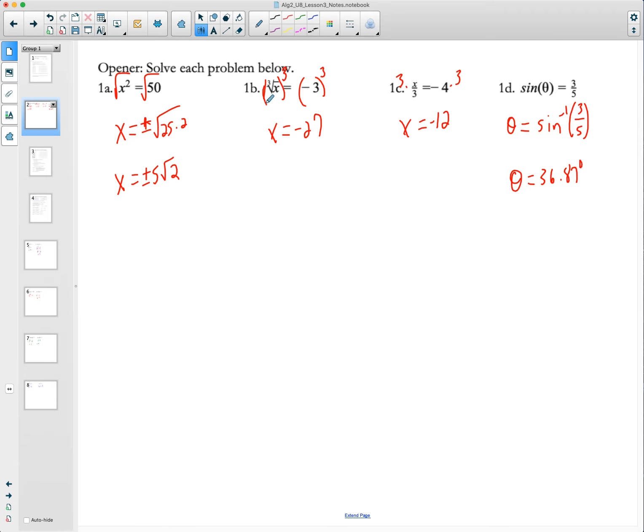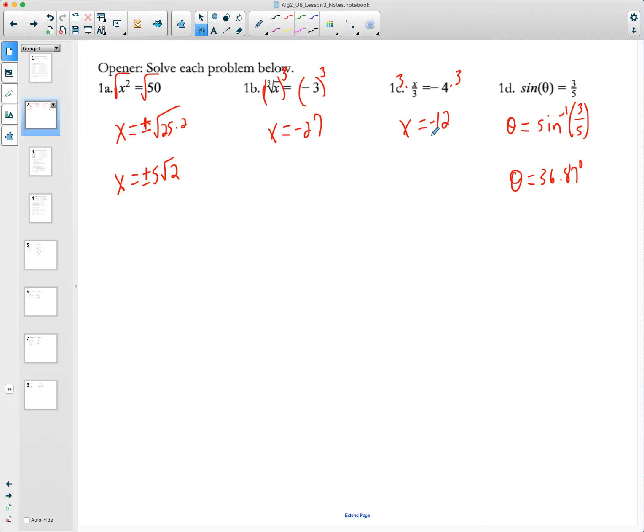All right, so 1b. So how do you undo the cube root of something? You cube it. Just like the same way I undo a square root is that I square something. So if I cube both sides, that leaves me x here. And if I cube -3, that gives me -27. All right, so if I look here, I have x divided by 3. Well, how do you undo dividing by 3? You multiply by 3, and that gives me x equals -12.